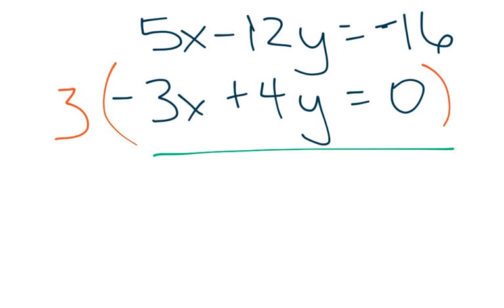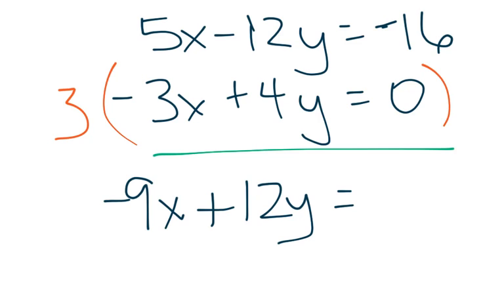3 times negative 3 is negative 9x. 3 times 4y is positive 12y. 3 times 0 is 0. That does not change. Nothing special happens. You just multiply 3 times 0 and you get 0. Now, I'm going to rewrite everything with the two new equations. I got an equation here and then I got an equation here.